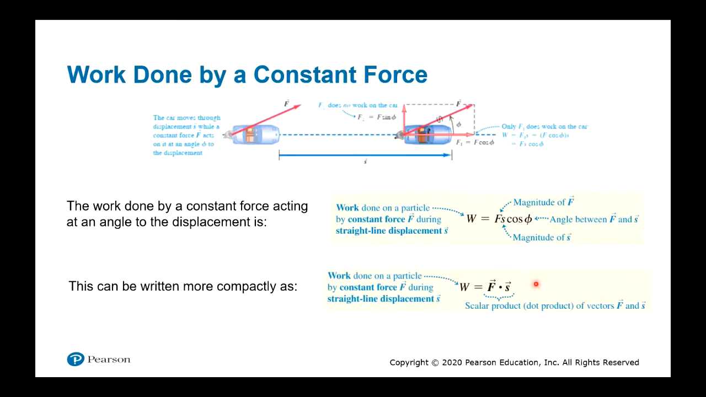So remember that the dot product of two vectors is just equal to AB cosine phi. So here we applied the same thing, and that is how we arrived at this equation where the work is equal to the dot product of the force and the vector of the displacement.